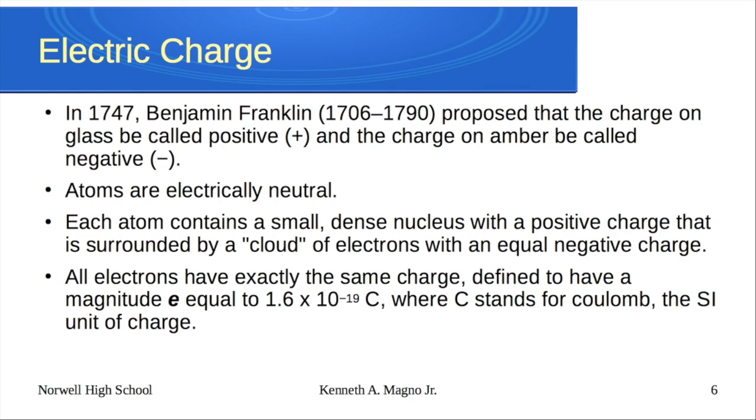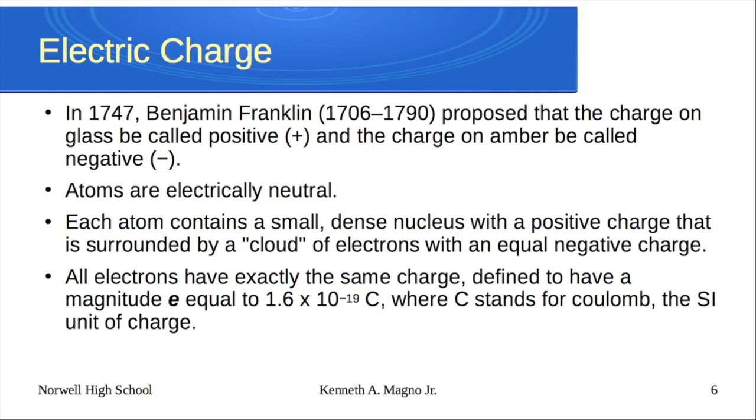You said positive and negative. Well, where did it come from? Oddly enough, Benjamin Franklin, one of our founding fathers. He decided that when you charge up a glass rod, that should be called positive, and when we charge up the amber rod, that should be called negative. His designation in his writings is what we still use today. Positive is what the glass rod was, negative is what the amber rod was.